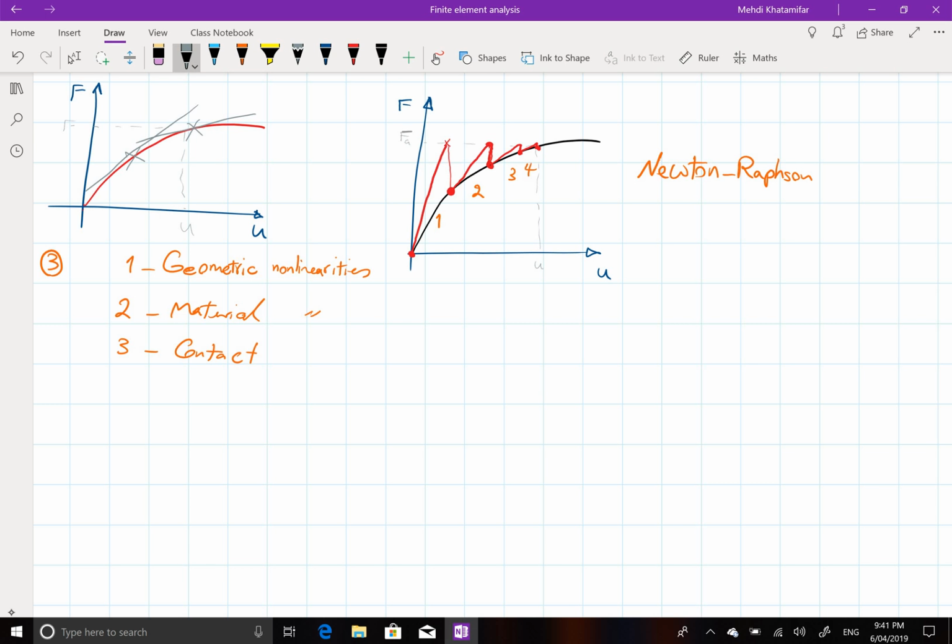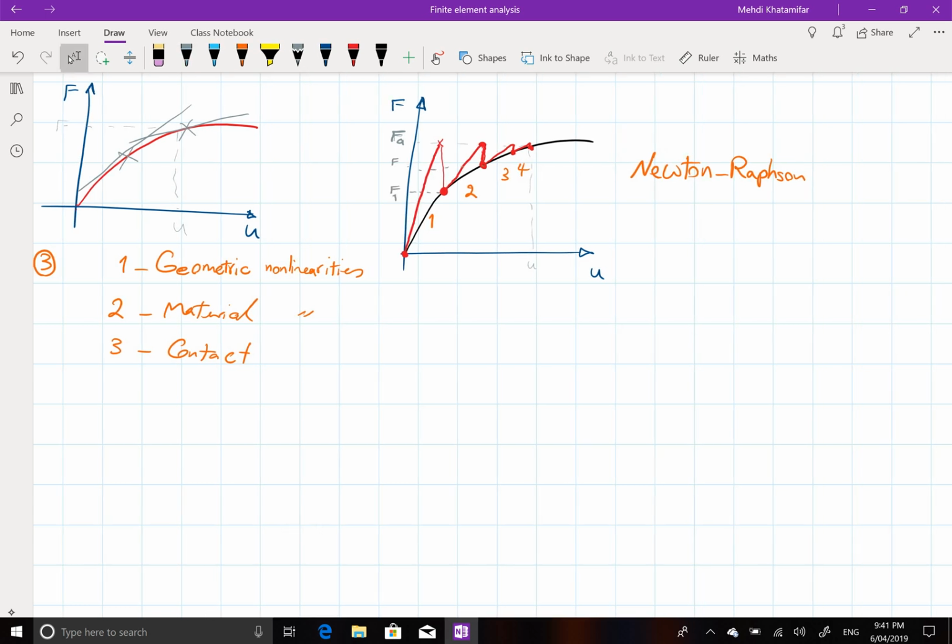When ANSYS increases up to FA and brings it back to, for example, F1, or the other one is going to be F2, and then F3, F4, the difference between FA and, for example, F1 is going to be residual. And ANSYS is going to try to decrease the residual. If this residual decreases to a certain limit, we are going to consider we converged.